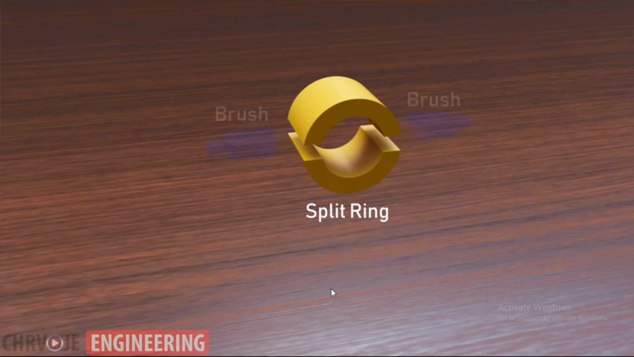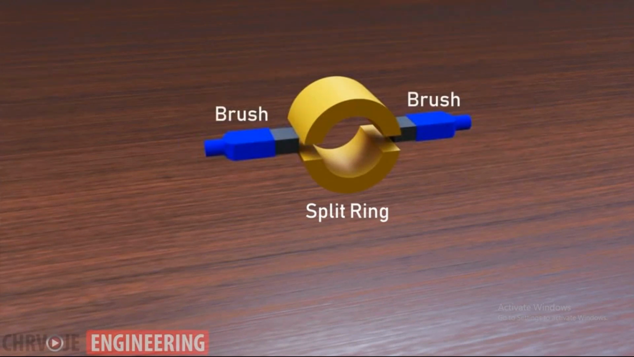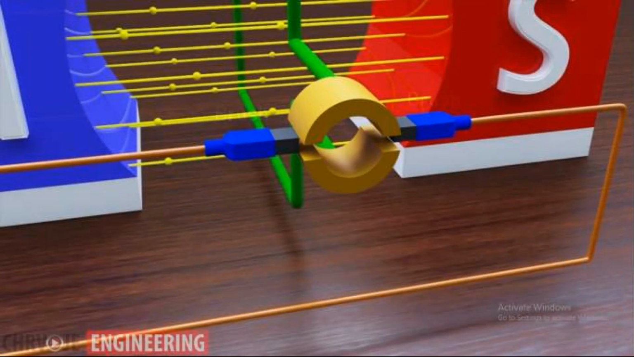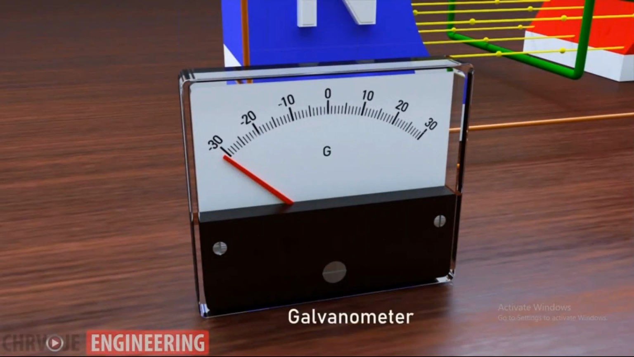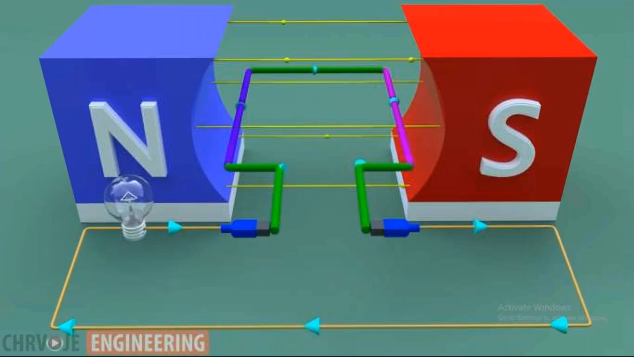We must use the split ring to achieve a single direction of current. The brushes are made of carbon. These are rectangular block shaped. The only function of these carbon brushes of a DC generator is to collect current from the commutator segments. A galvanometer is an analog electromechanical actuator that produces a rotary deflection of some type of pointer in response to electric current. So how does the DC generator work?